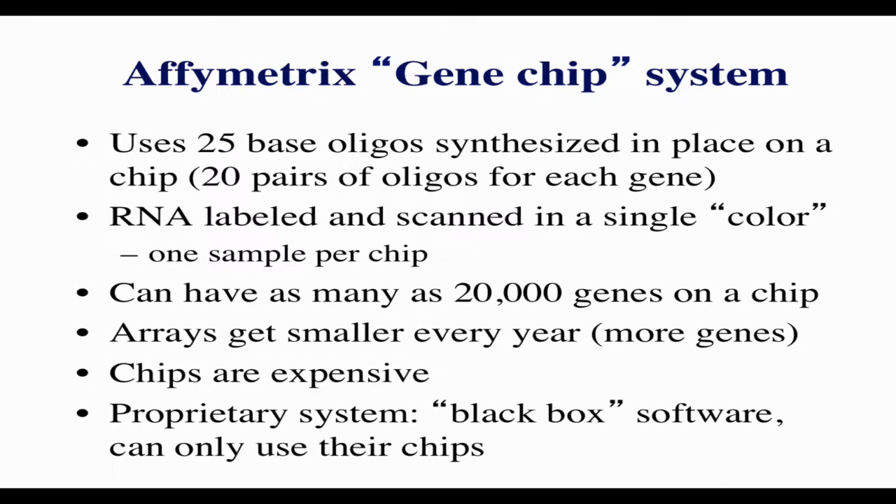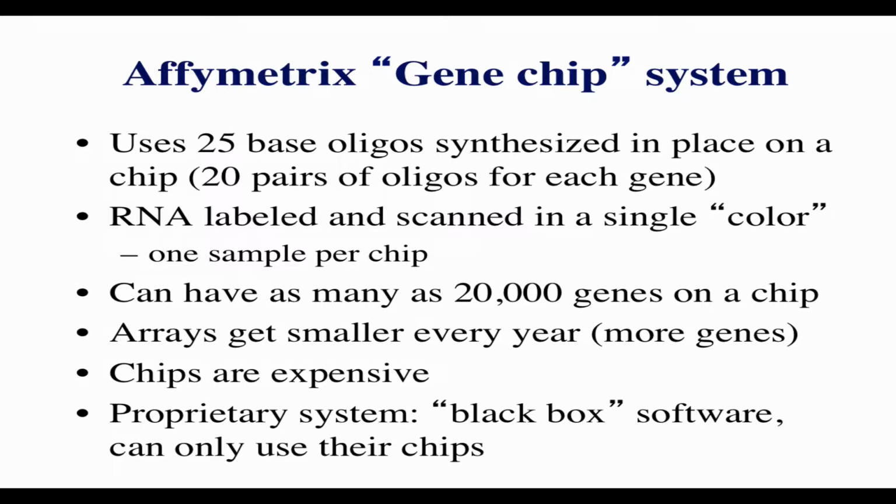Instead of whole cDNAs, cloned and stored in the freezer, they used synthesized 25-base oligonucleotide probes to represent each gene. Not just one, but a number of oligos. They started out with about 20, then over generations of their chip, fewer and fewer. Current Affy chips usually have 11 probes for each gene, and they're highly 3' biased, which is sort of interesting.